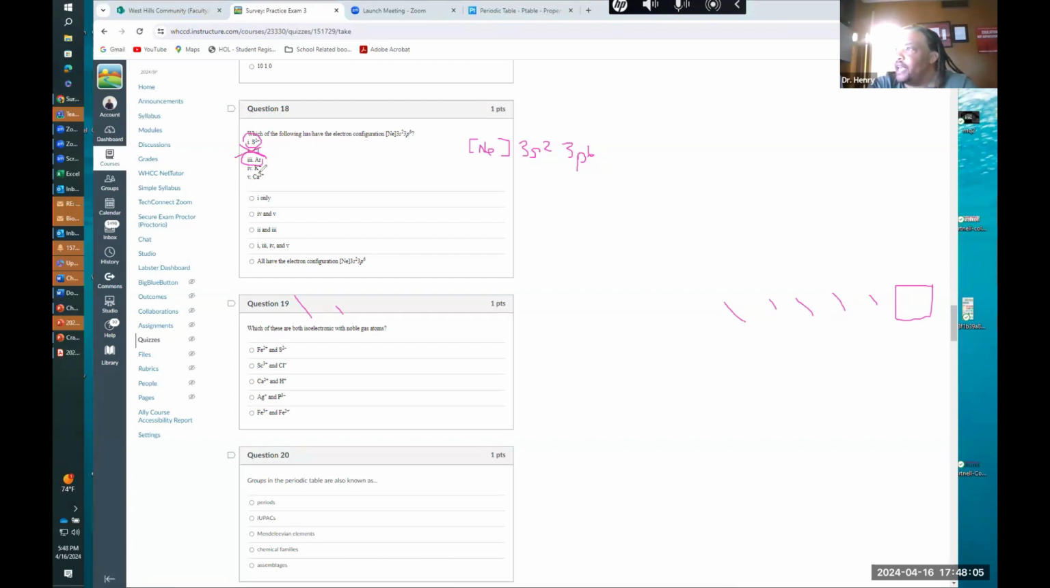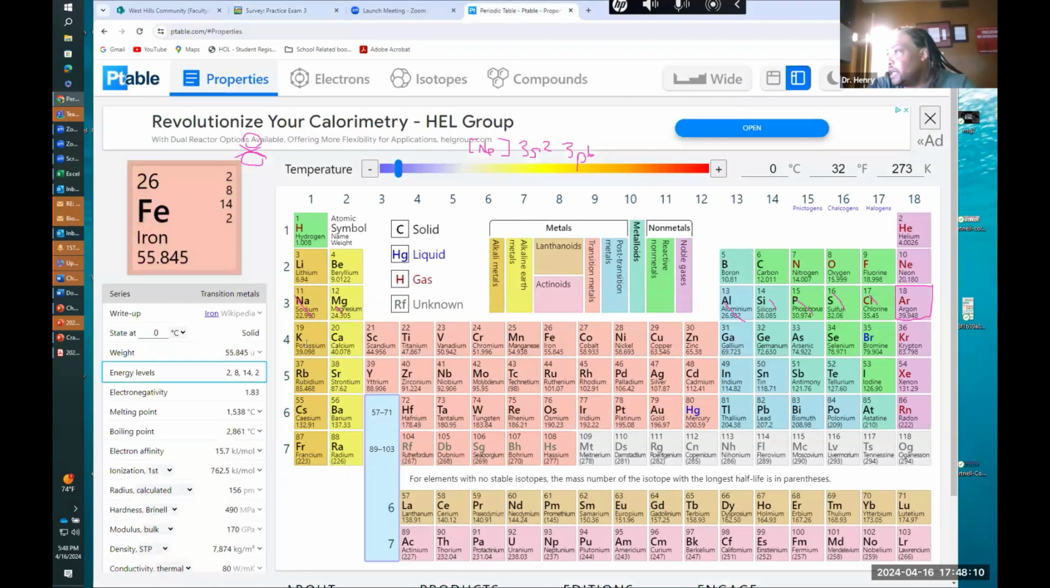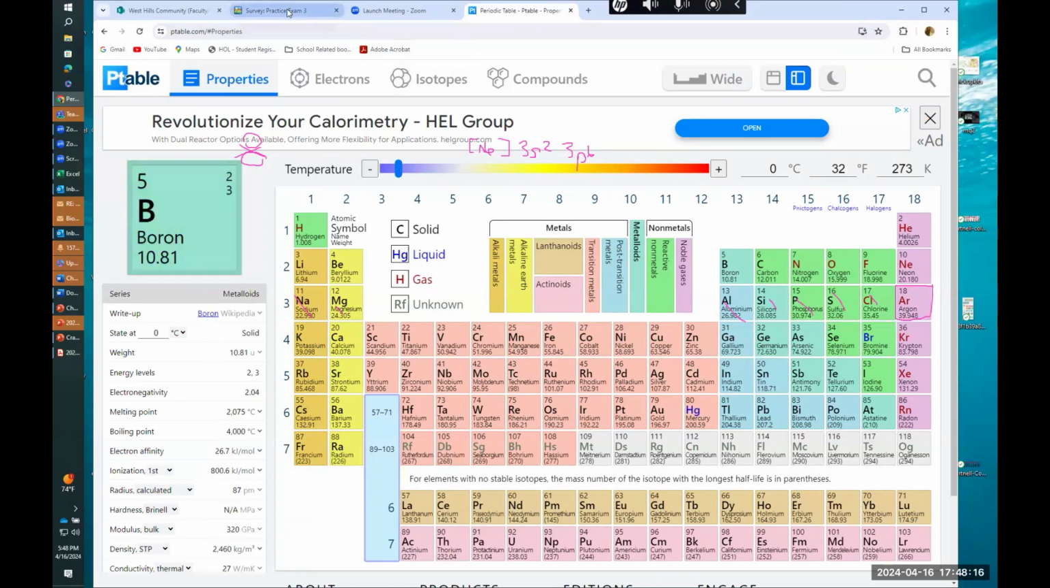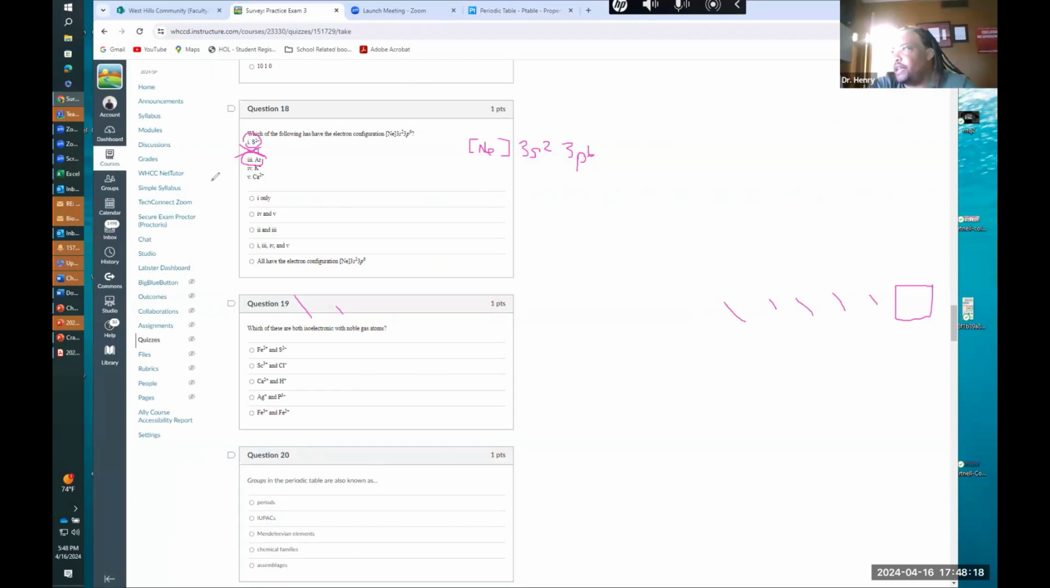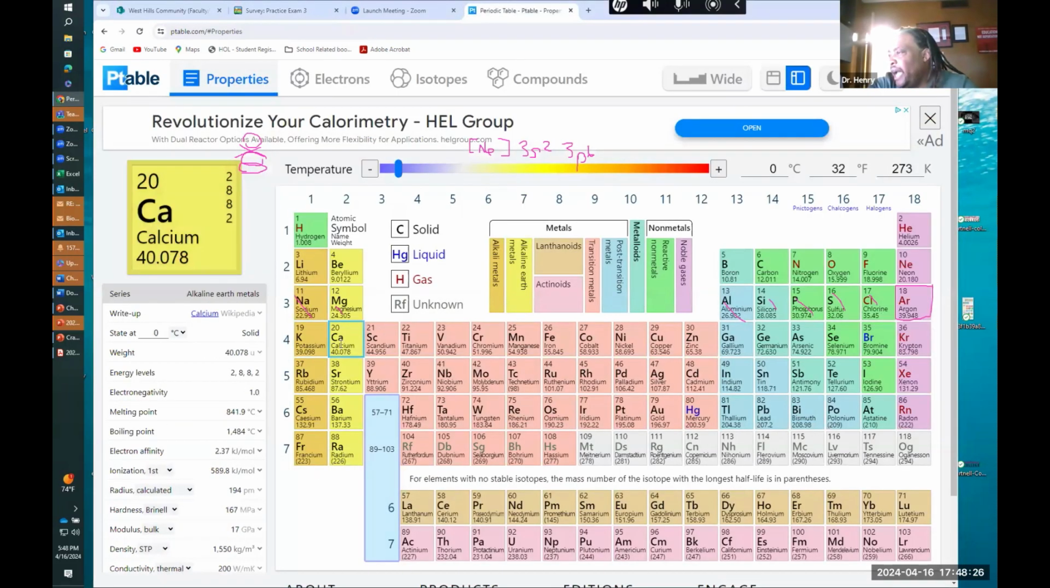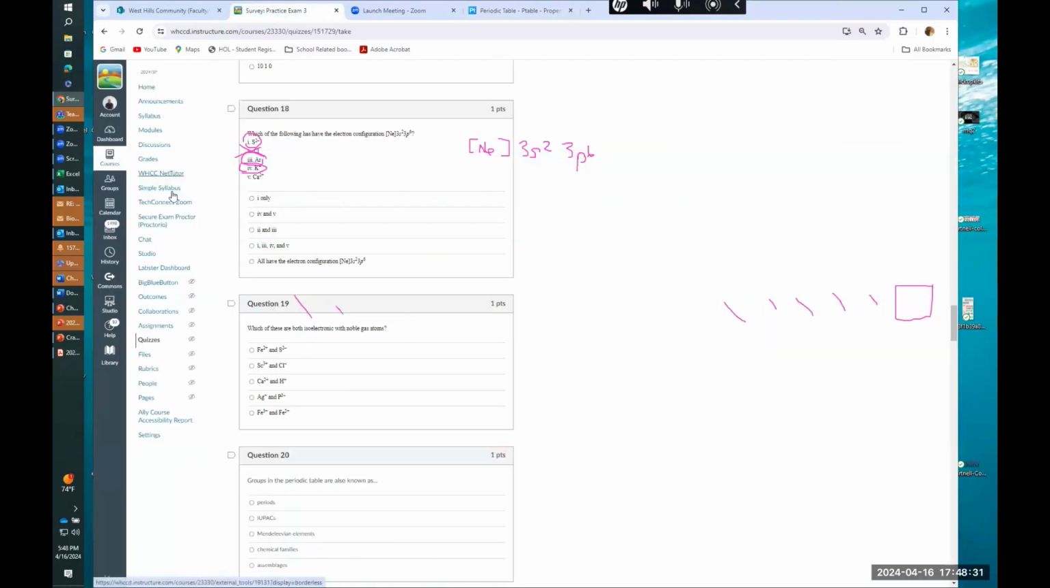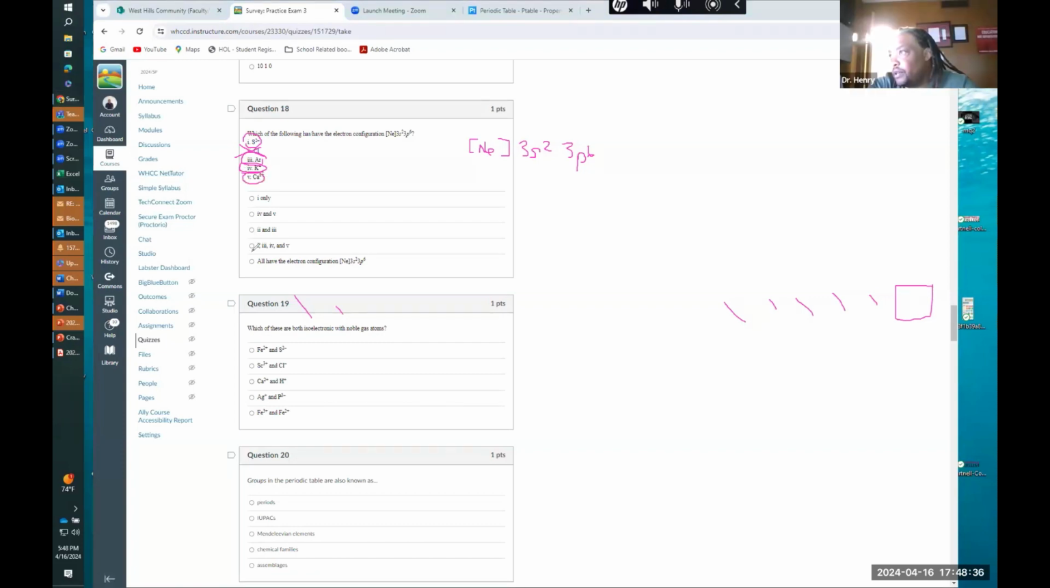And then K plus, so let's go to our periodic table. K, and if we lose 1, that'll be just like argon. And then Ca2 plus. Ca, and then 1, 2. That'll be just like argon. So then it's 1, 3, 4, and 5.